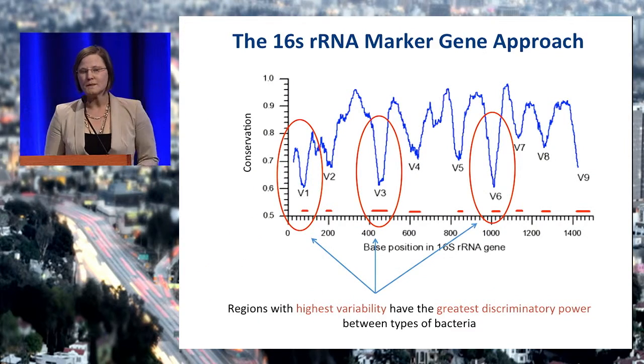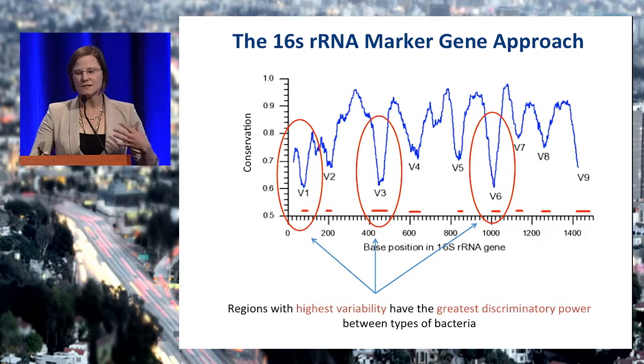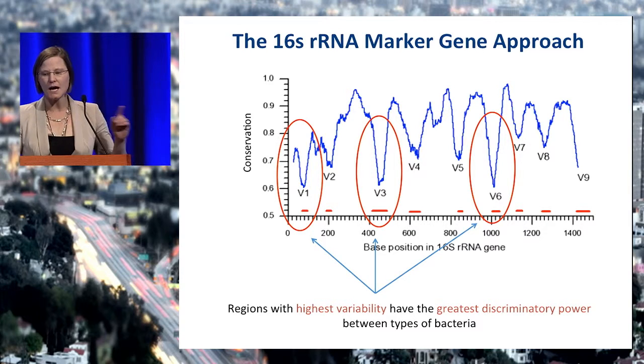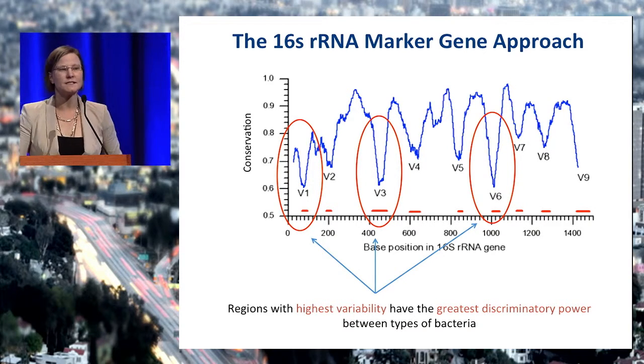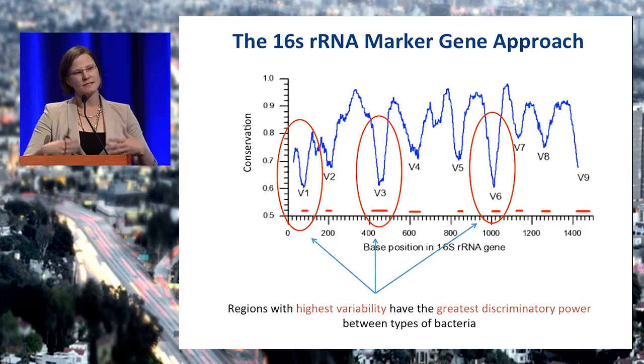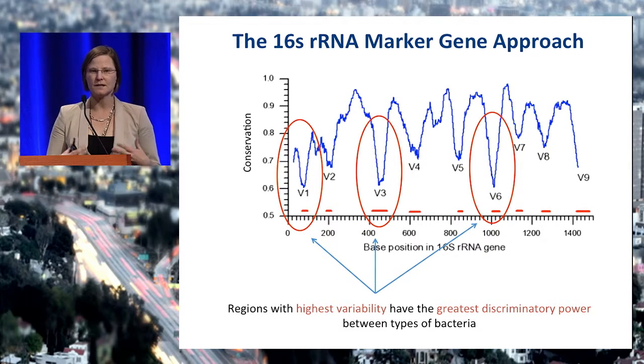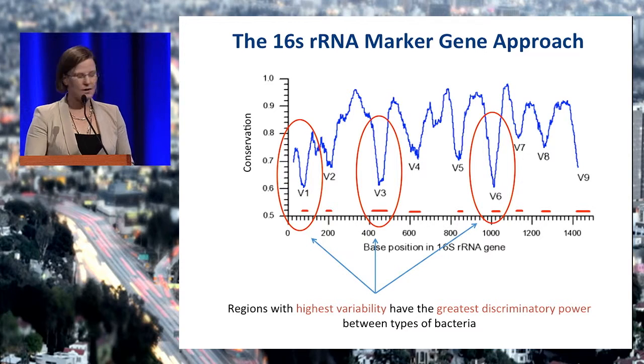So the ribosomal RNA gene makes use of the diversity of a particular type of gene. These are called hypervariable regions, circled here, V1, V3, and V6, and that actually allows us to distinguish between the different types of bacterial taxa that are out there.